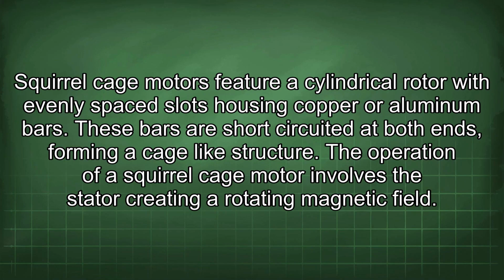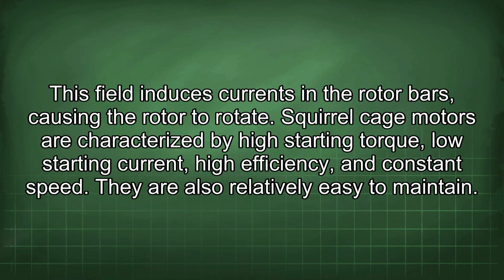Squirrel cage motors feature a cylindrical rotor with evenly spaced slots housing copper or aluminum bars. These bars are short-circuited at both ends, forming a cage-like structure. The operation of a squirrel cage motor involves the stator creating a rotating magnetic field. This field induces currents in the rotor bars, causing the rotor to rotate.